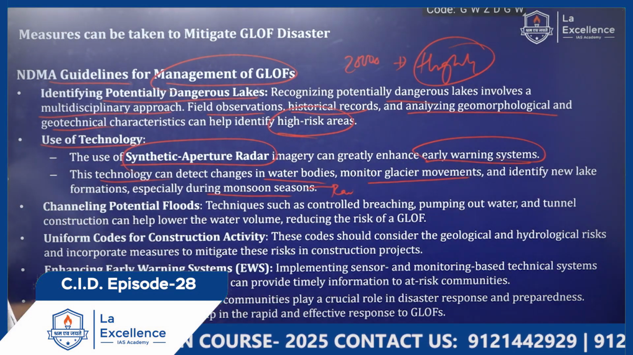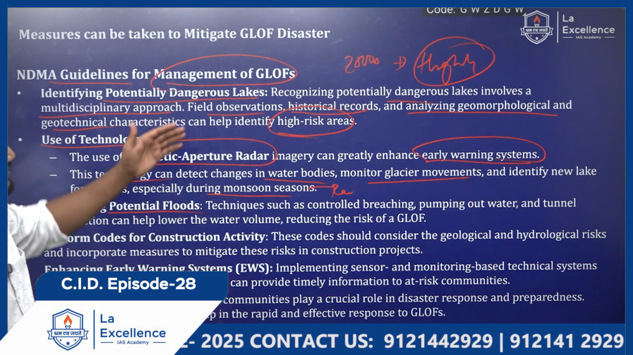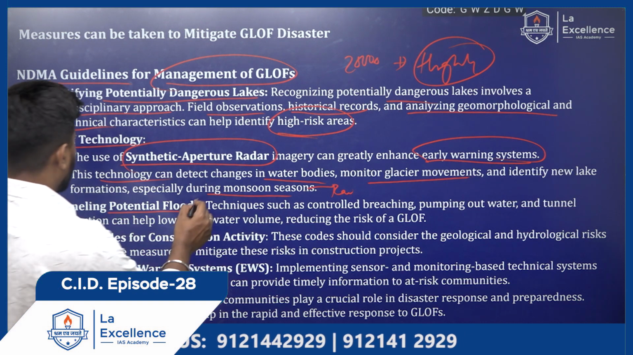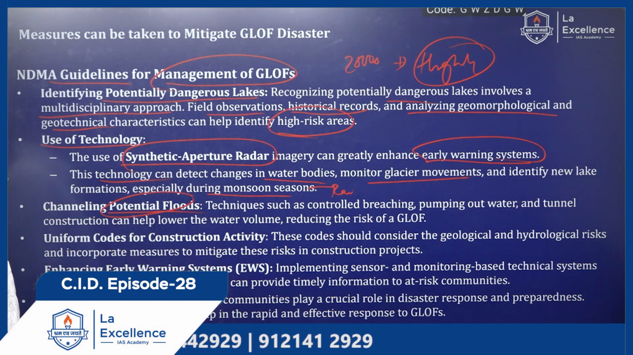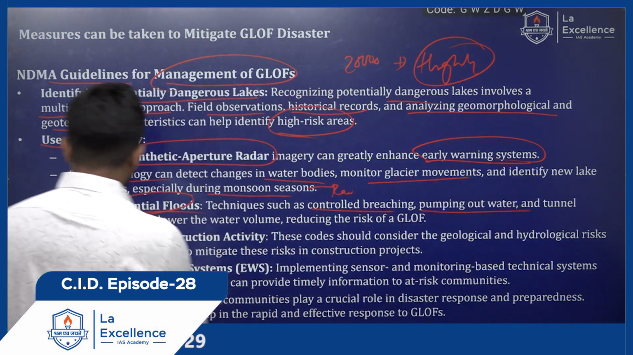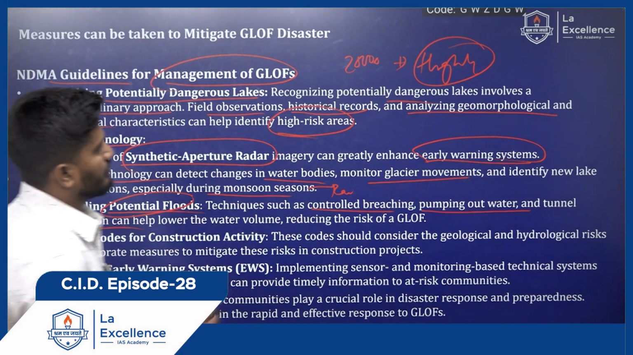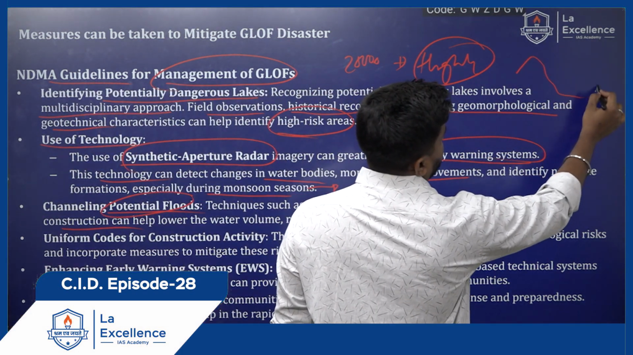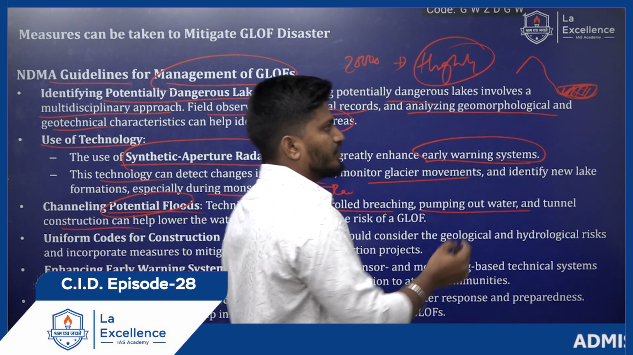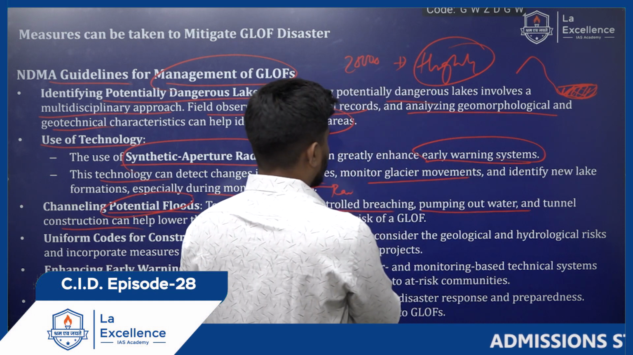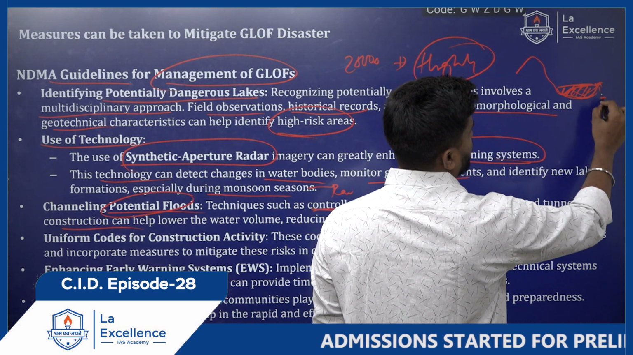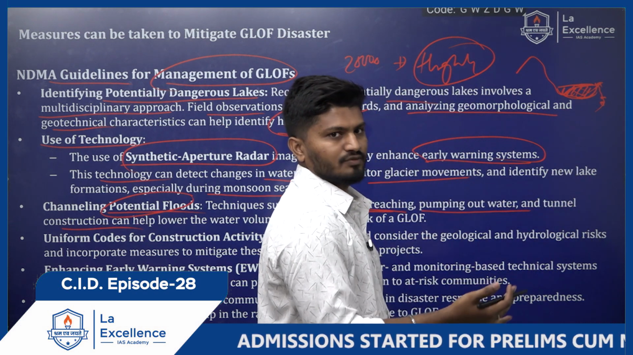By detecting these changes, it can help more in the early warning system. Okay, so first we identified the risk, and then we thought of using the technology. Then we have to channel the potential floods, such as controlled breaching, pumping out the water, and tunnel construction, which can help lower the water volume. Suppose this is the region and this lake is considered to be highly vulnerable or highly risky. What we can do is use these methods, that is controlled breaching. We breach a certain point here, so that the water can slowly move out instead of bursting at us all at one time.